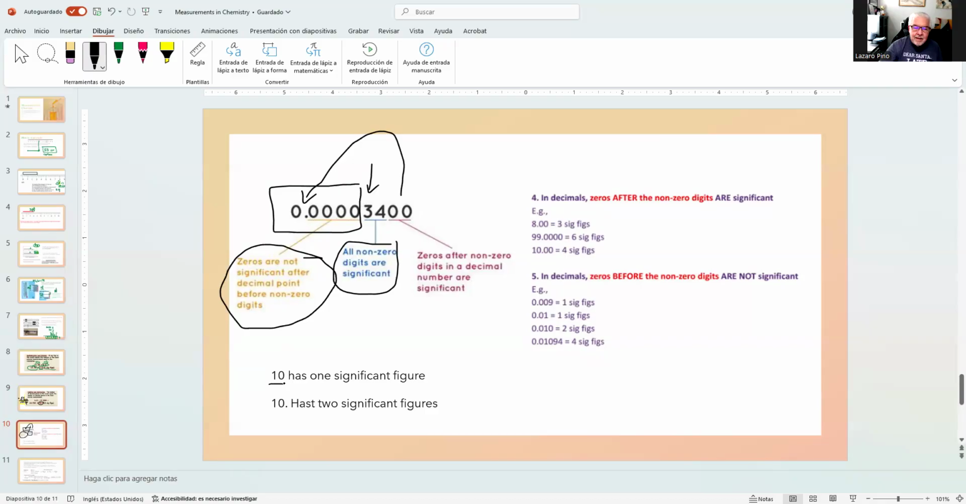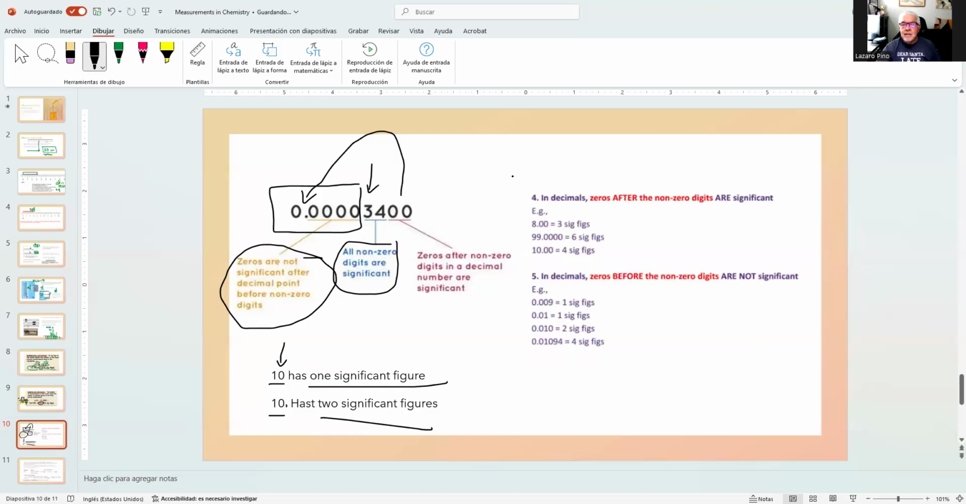Look at this. 10 and 10 point, even though it's the same number, the accuracy of the measurement that you use in order to determine these two numbers are different. So the 10 point has two significant figures, while the 10 without the dot has only one significant figure, because this zero is a trailing zero and is not considered significant.